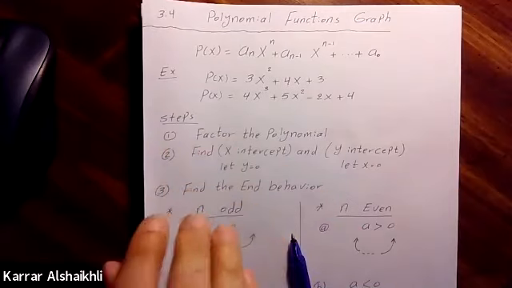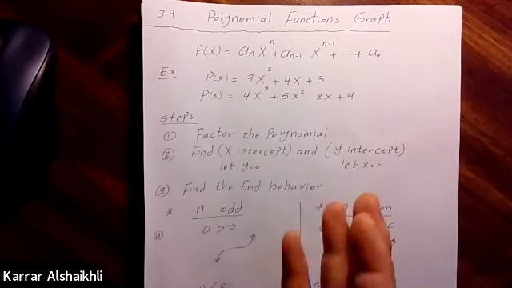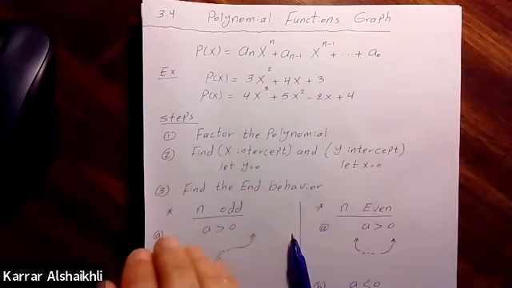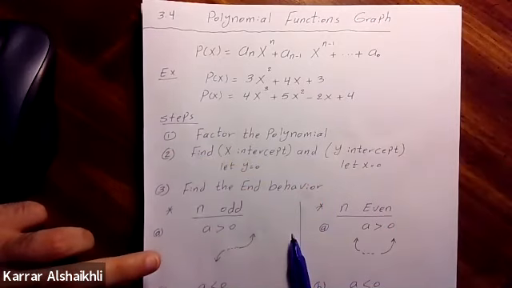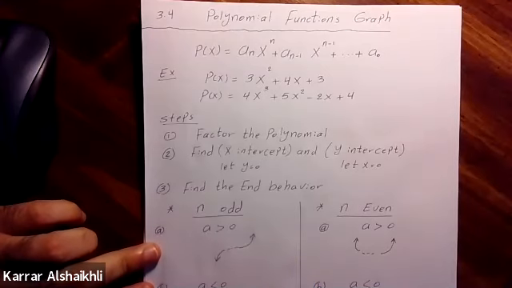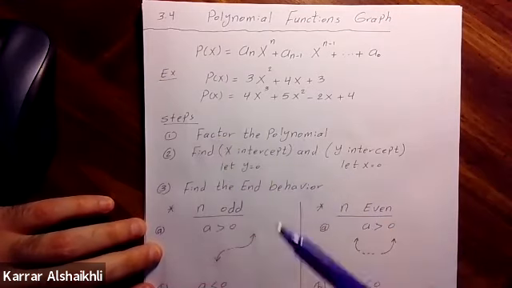Sometimes the polynomial they give you is already factored, so you go to step 2. But if it's not, you have to factor the polynomial. Even if you take another math class like 14, you're going to go deeply into how to factor polynomials with degree 3, 4, and 5.